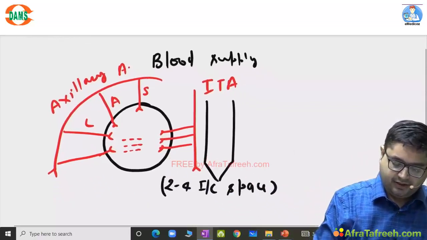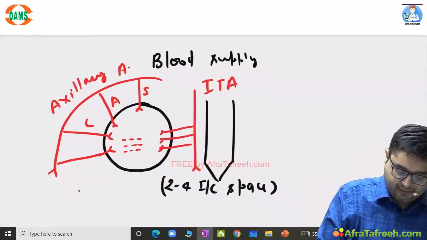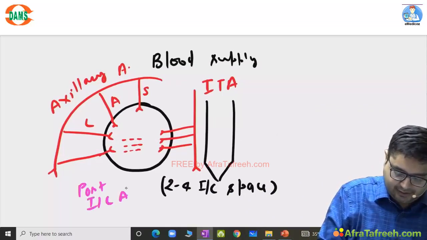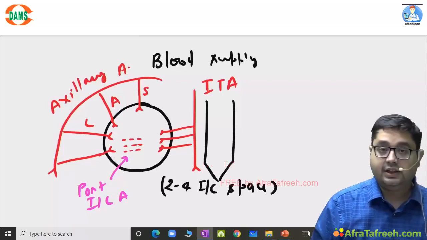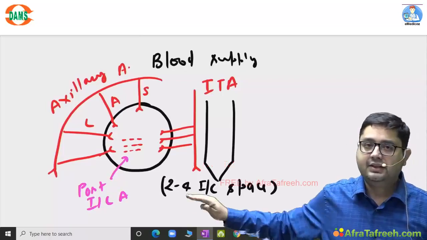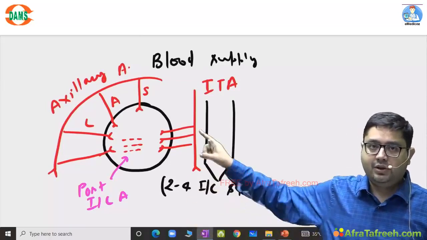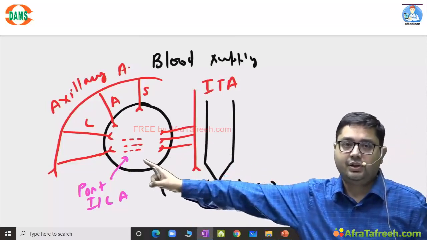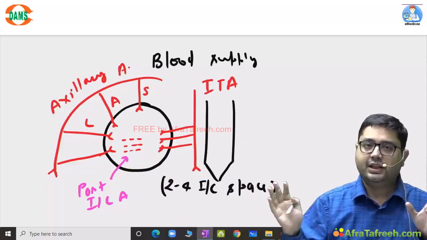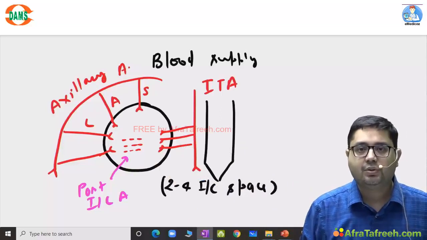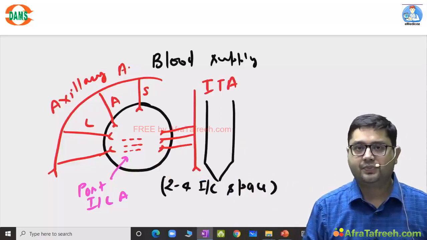So what are these arteries? These arteries are posterior intercostal arteries. Again, in which space? Second to fourth intercostal space. So second to fourth intercostal space is common for the medial mammary and the posterior intercostal artery. In these spaces only they are getting these branches. So this is about the blood supply of the breast tissue.